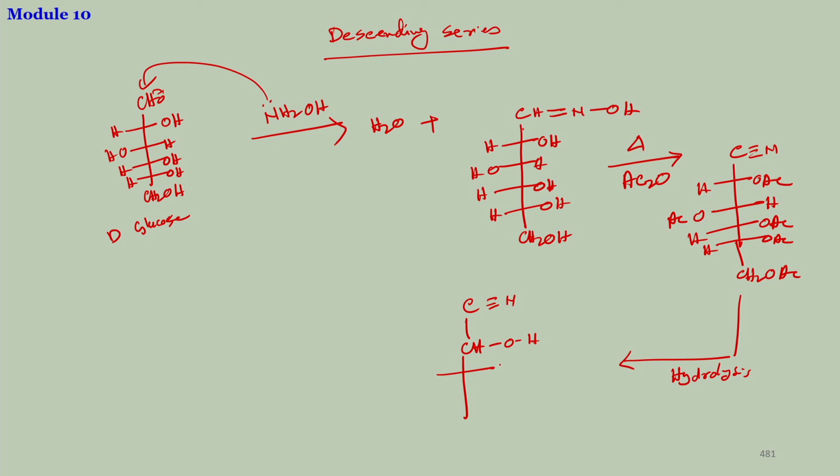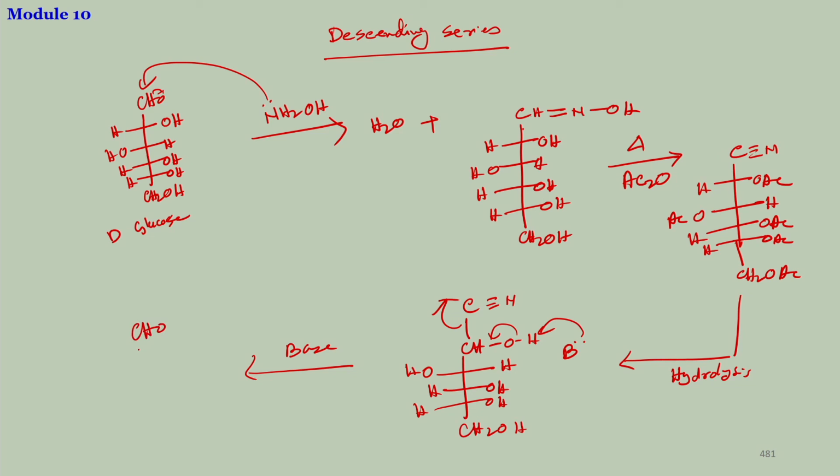I am writing this because I need this CH2OH. If you treat this with a base, what happens? Base will take up this proton, it will go and your cyanide will be eliminated, because cyanide is also a good leaving group. So that will expose the CHO, one CHO here, and this one carbon would be gone. So you will have CHO and then the rest of it, one carbon down.